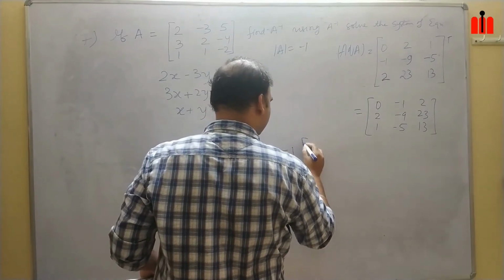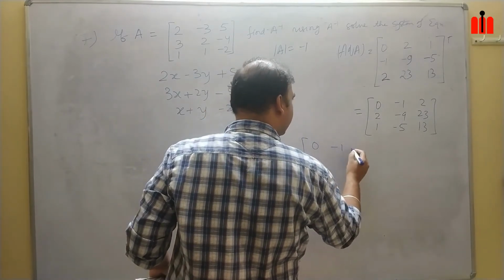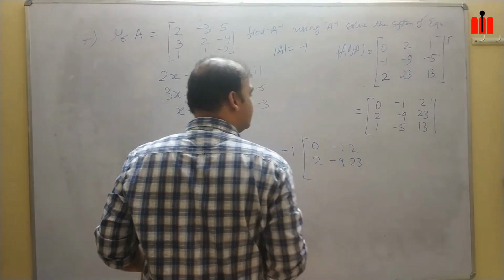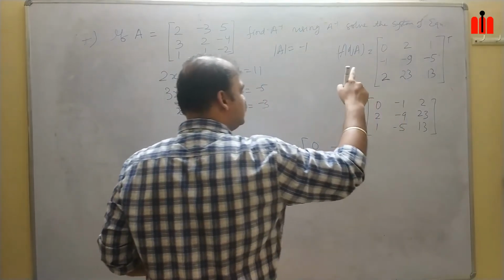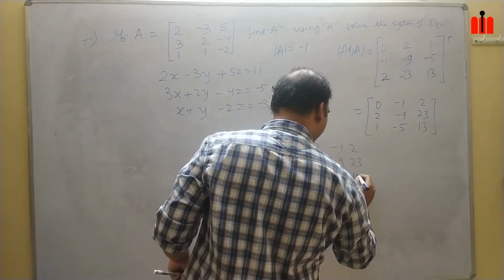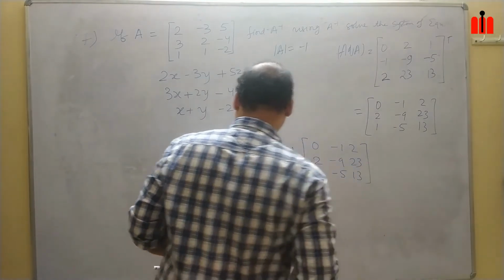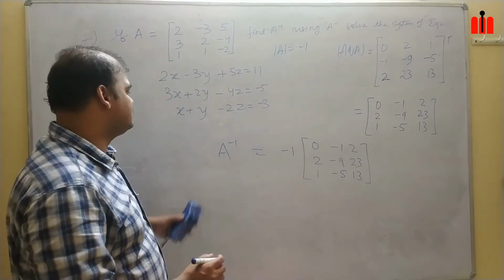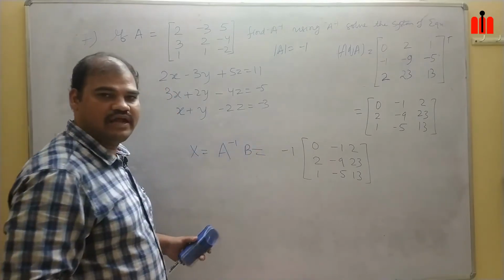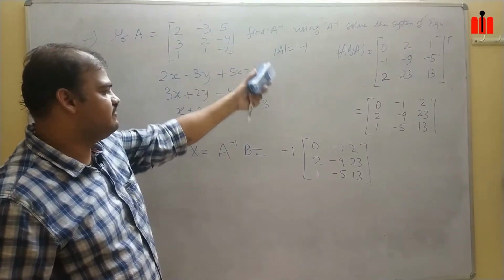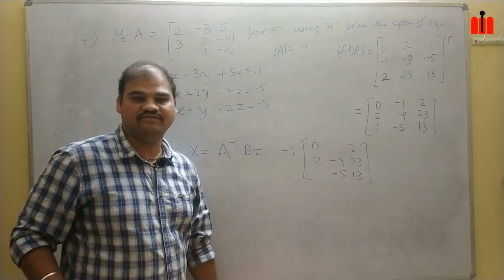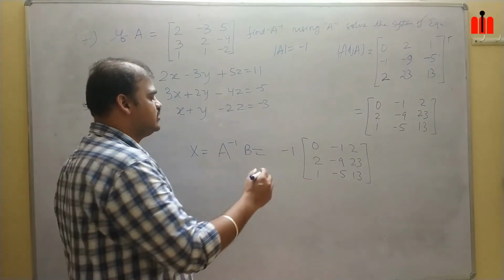So minus 1 into adjoint A will be 0, minus 1, 2, 2, minus 9, 23, 1, minus 5, 13. Okay, so that is A inverse. What is my B matrix? For X, we have to do A inverse B. The question is that we have to find A inverse. Negative of this matrix will be the A inverse, 1 by that A into adjoint A.